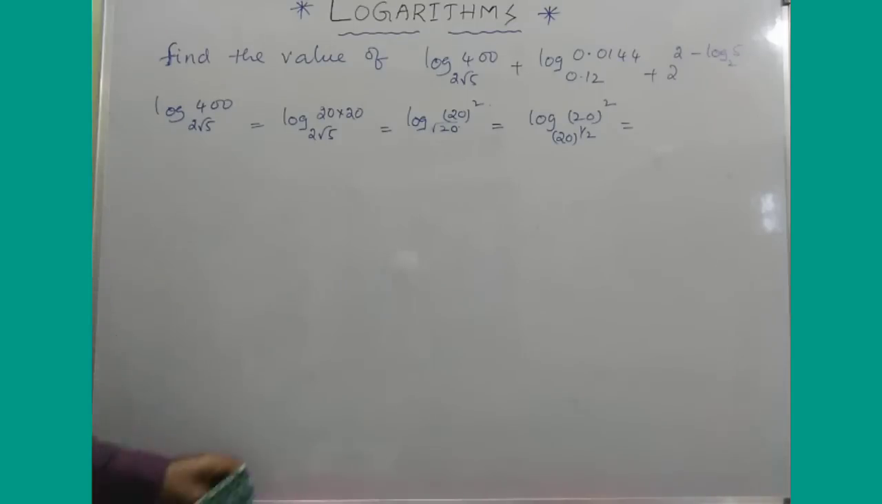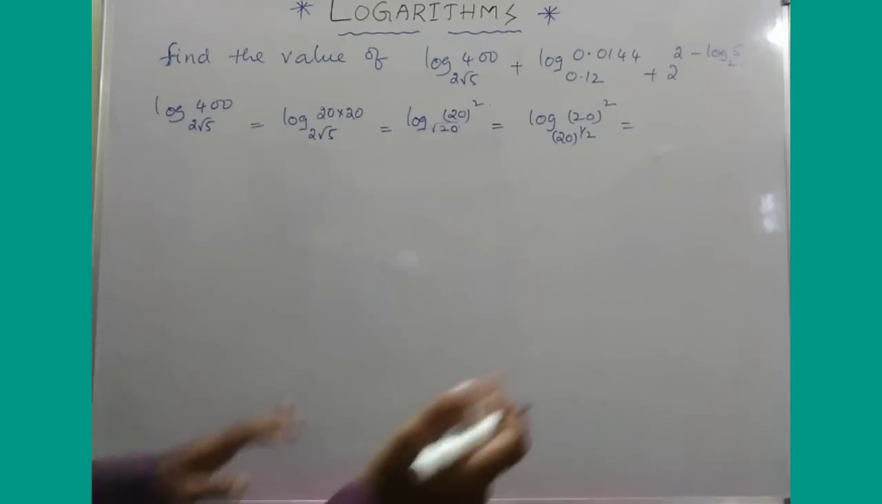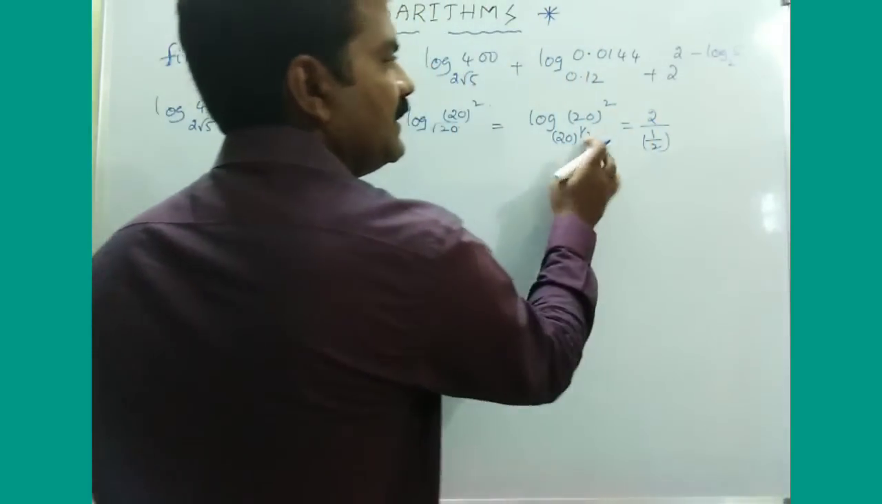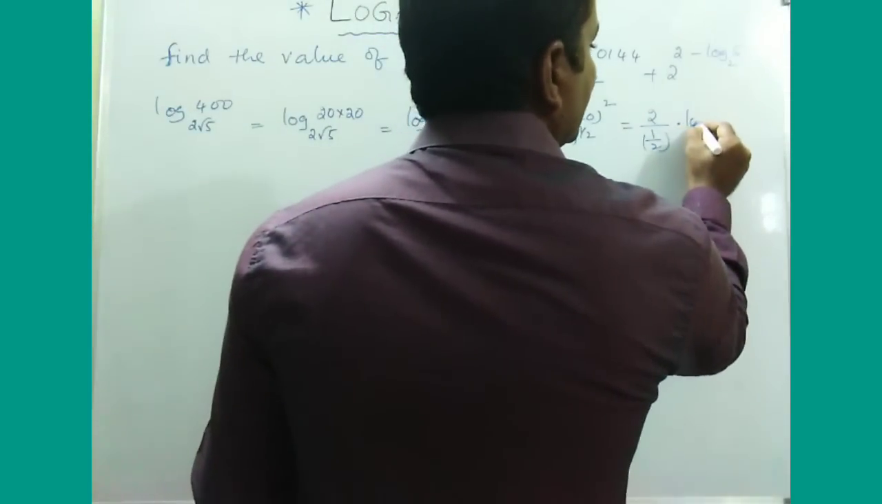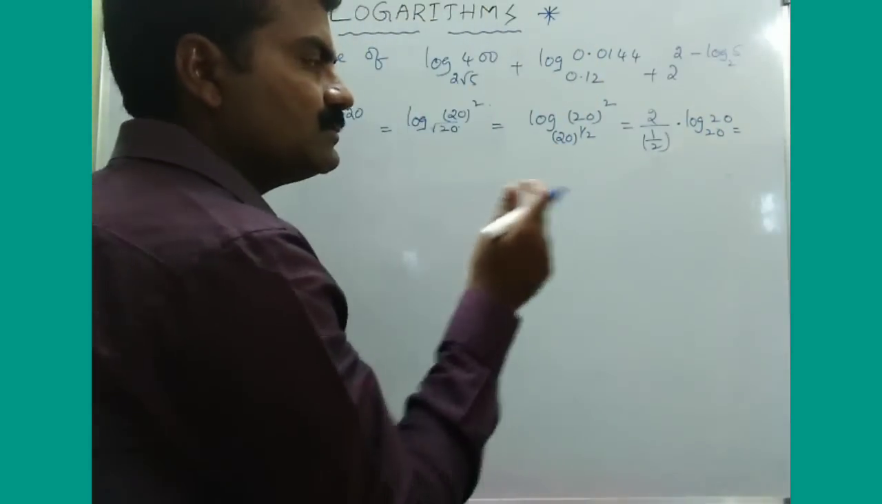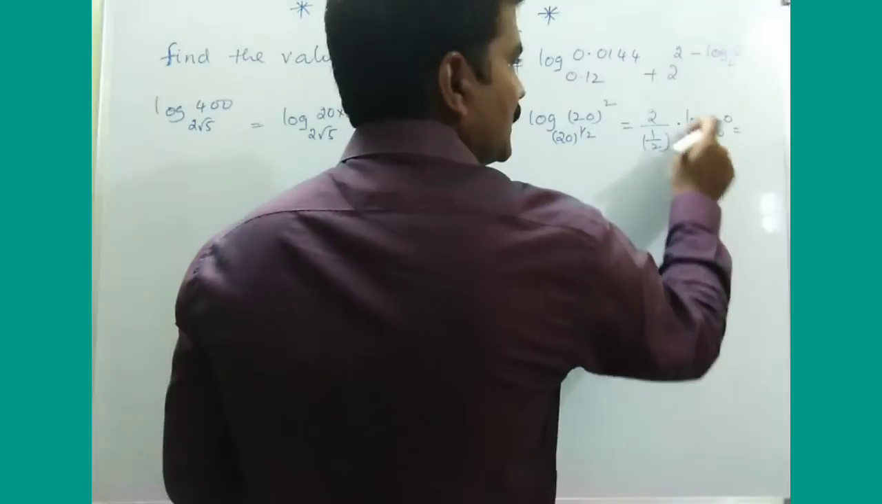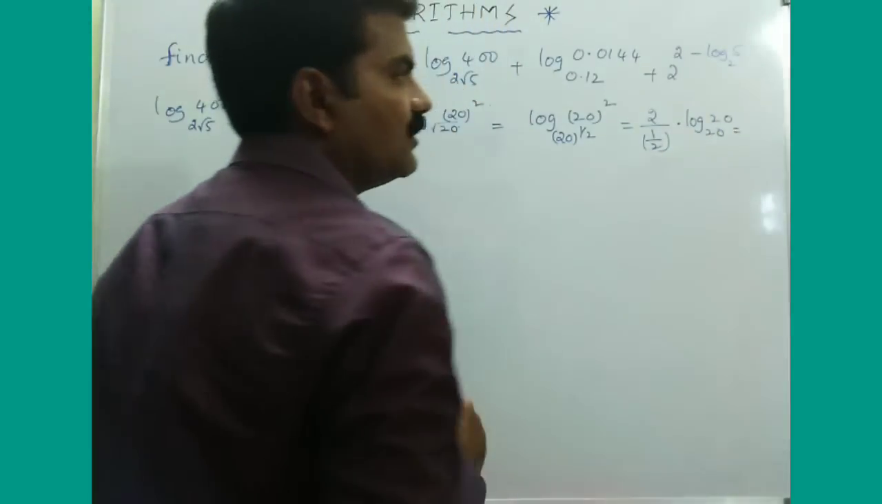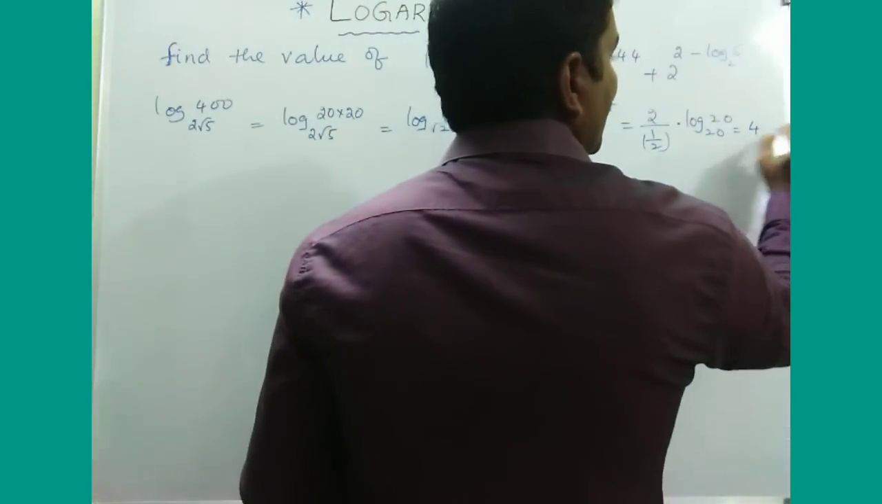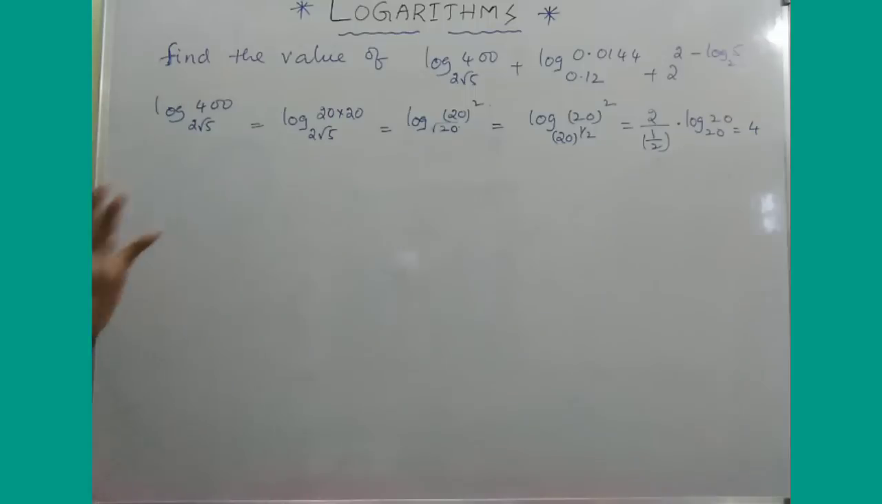Now this is the same as the previous result we used: log a to the power of m to the base b to the power of n gives m by n, that is 2 by 1 by 2, and you bring it outside, into log 20 to the base 20. You know, log a to the base a, when number and base are both equal, becomes 1. So this is 4 into 1, finally 4. So the first part is simplified, which equals 4.